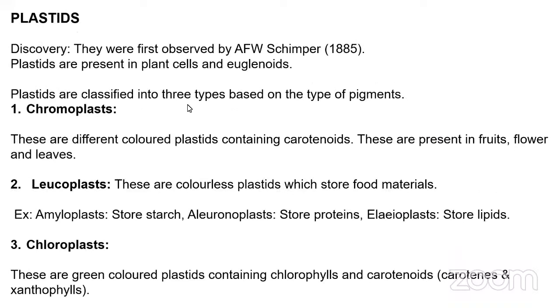The next is the plastids. Plastids were first observed by Schimper in 1885, and they are found in plants and euglenoids. Euglenoids are organisms which can perform photosynthesis during the daytime and can use their flagella to procure their food, just like an animal cell, during the night. So plastids are present in both plant cells and euglenoids.